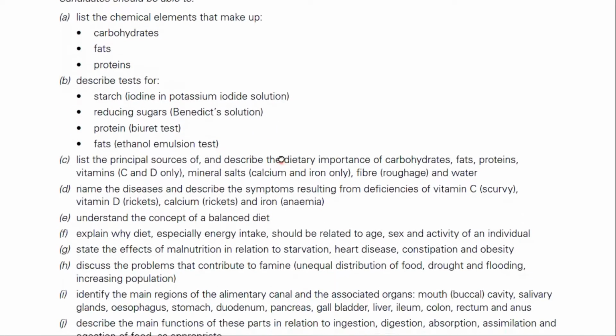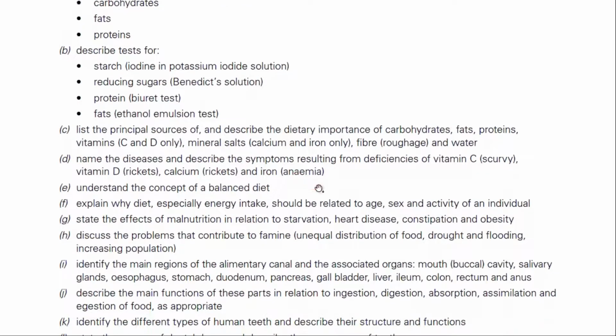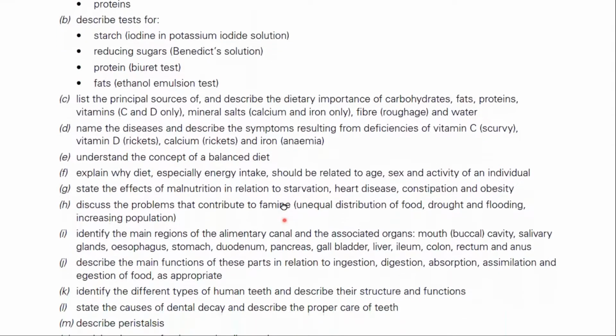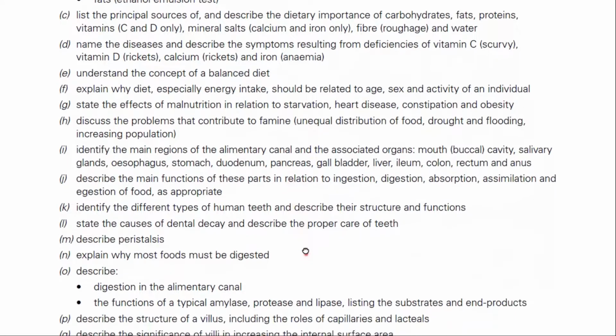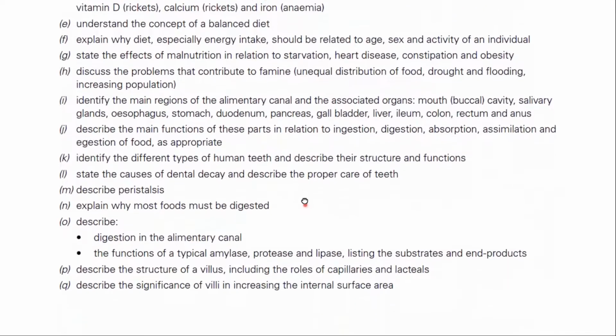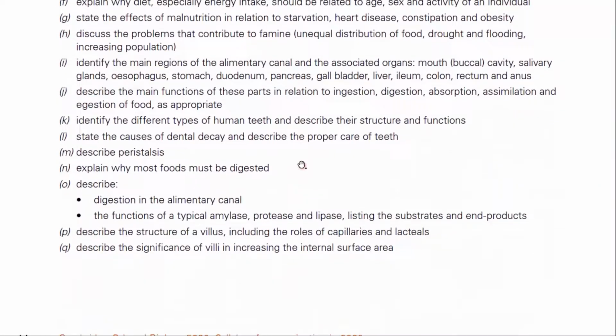Then we'll be discussing different types of vitamins and what their deficiency can cause in the human body. Also, we'll be discussing the concept of a balanced diet and how it is related and helpful for the age, sex, and activity of an individual. We would also be discussing types of human teeth, their structure and functions. Also, what happens if we do not take proper care of our teeth.